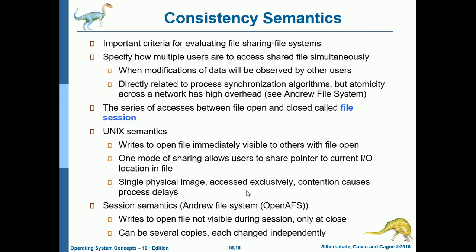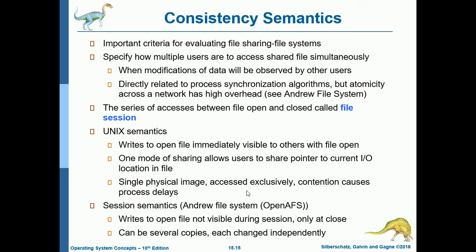Okay, next we have consistency semantics. It is an important criterion for evaluating file-sharing file systems. They specify how multiple users are to access a shared file simultaneously, that is, when modifications of data will be observed by the other users. For example, if the owner of the file is editing the file, can the readers view that or not? This is directly related to process synchronization algorithms, but atomicity across a network has high overhead.